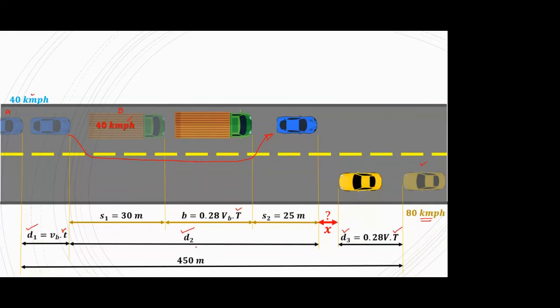Now once you find out D1, D2, D3, they have given this 450 meter, and the representation shows 450 is at the initial stage when the overtaking operation had not even started. So out of that 450, if I simply subtract D1, D2, D3, I'll get this X value. Again, it's a straightforward numerical, but the straightforwardness comes into the picture when we convert that whole bunch of words into this picture format.